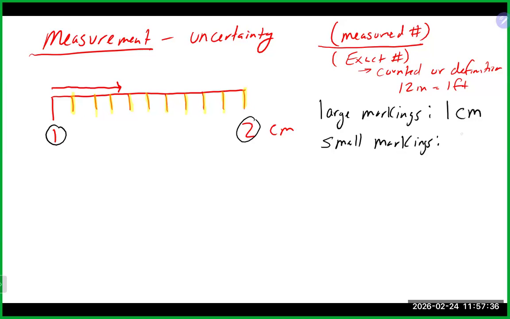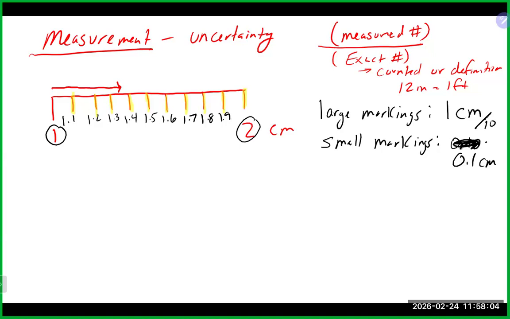That means each of the small markings represents how much? 1 divided by 10 is 0.1. 0.1 centimeters, right? So this would be 1.1, right? 1.2, 1.3, 1.4, 1.5, 1.6, 1.7, 1.8, 1.9, and 2.